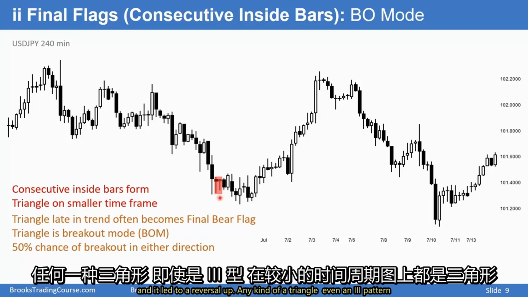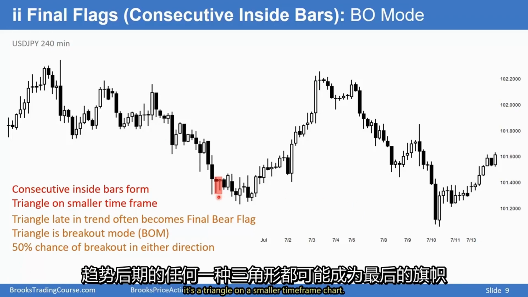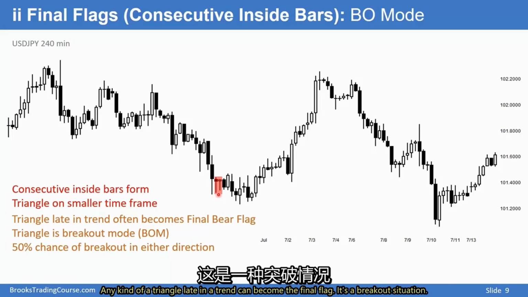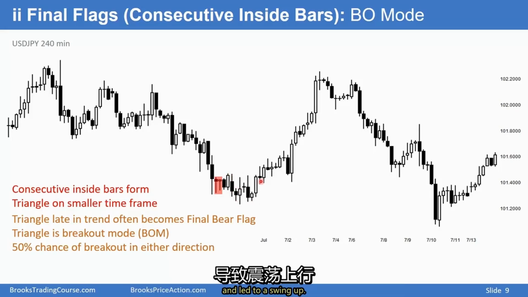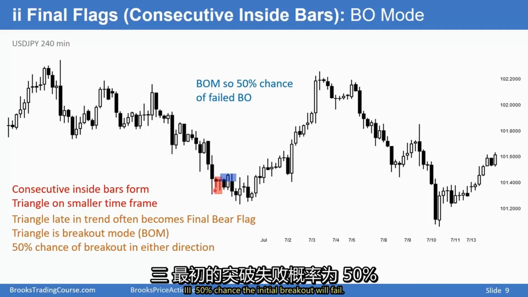Any kind of a triangle, even an II pattern, is a triangle on a smaller time frame chart. Any kind of a triangle late in a trend can become the final flag. It's a breakout situation. We got a bull breakout that failed, a bear breakout that reversed up twice and led to a swing up. With an II, there is a 50% chance the initial breakout will fail.